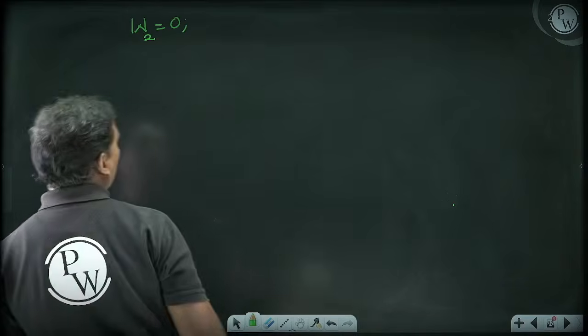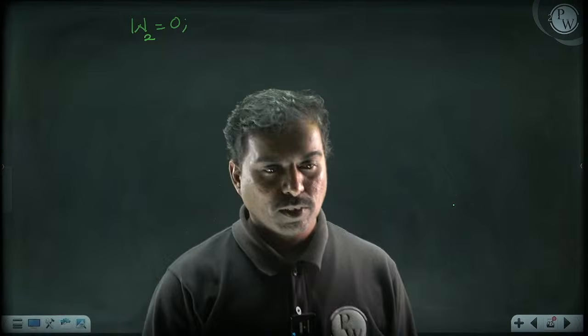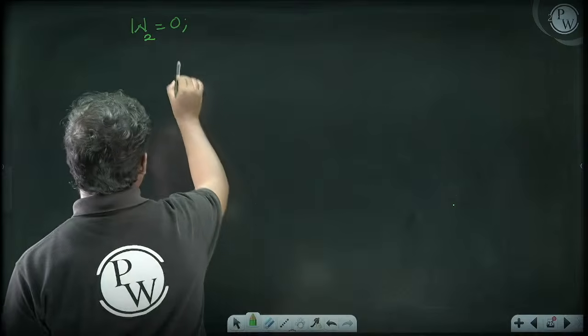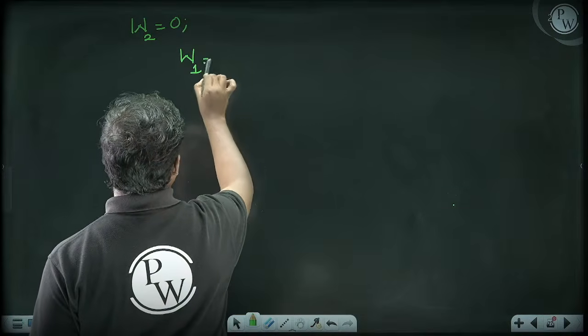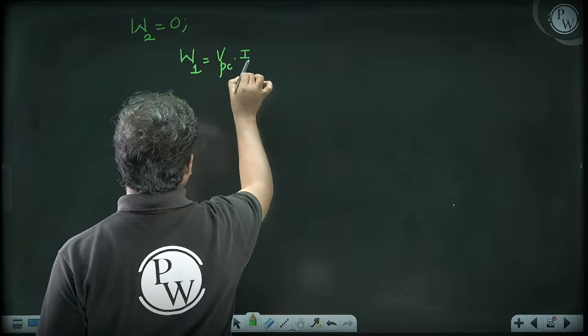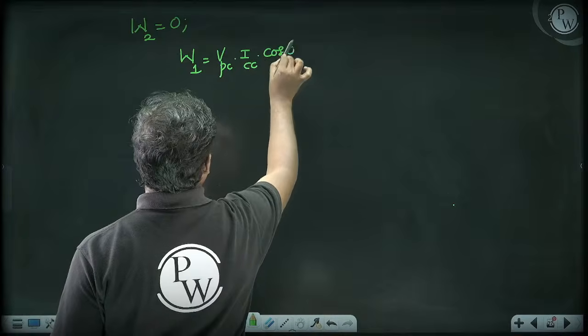W2 is equal to 0. Is it clear that W2 reading is equal to 0? So what is the W1? W1 we have to calculate by using the formula. W1 is a formula VPC ICC cos phi. So what is the W1?